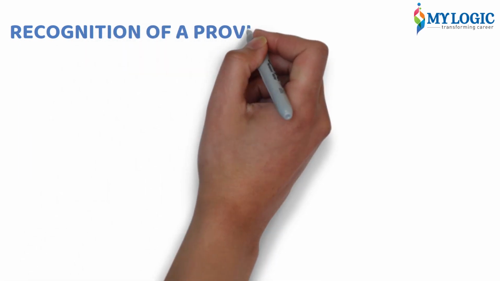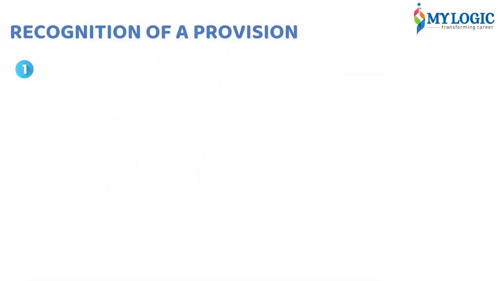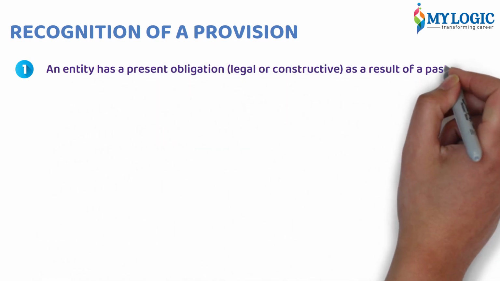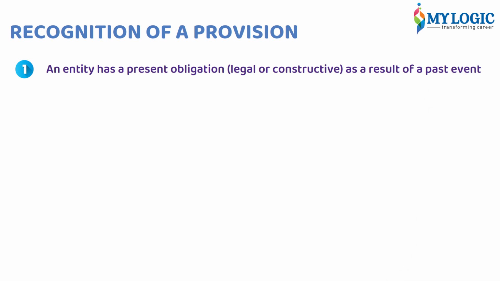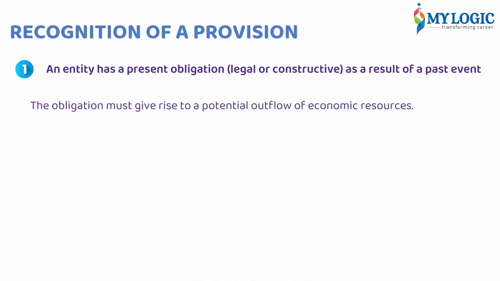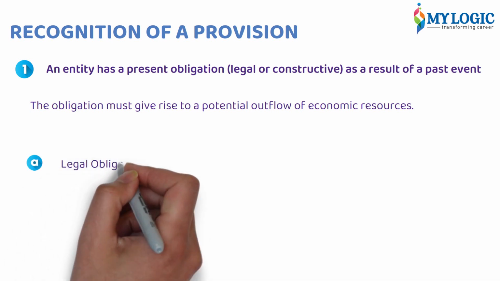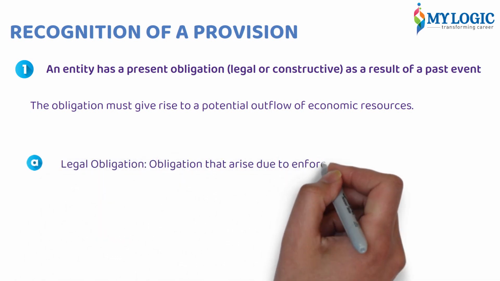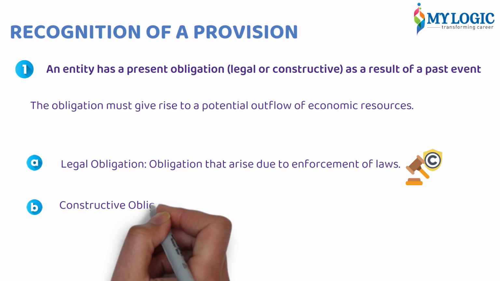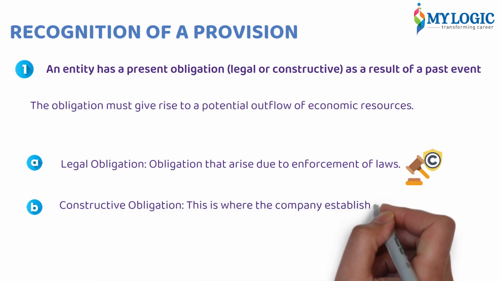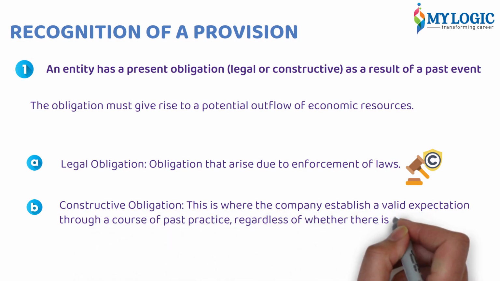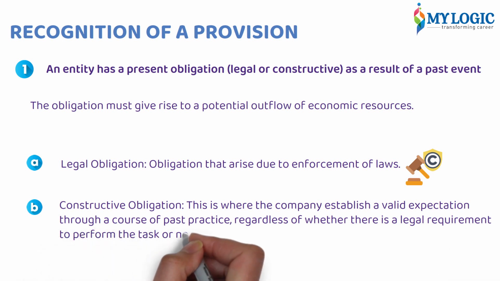Recognition of a provision. Number 1. An entity has a present obligation, legal or constructive, as a result of a past event. The obligation must give rise to a potential outflow of economic resources. A. Legal obligation. Obligation that arise due to enforcement of laws. B. Constructive obligation. This is where the company establish a valid expectation through a course of past practice, regardless of whether there is a legal requirement to perform the task or not.